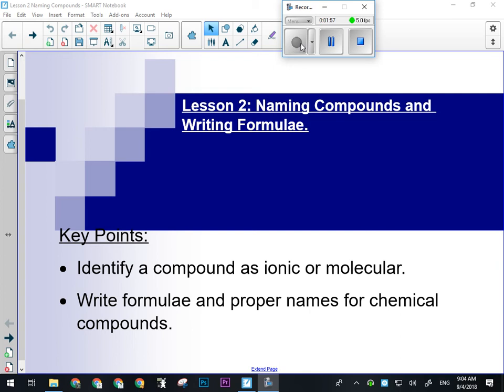We know the difference between ionic and molecular. So a molecular compound then has just what in it? Just nonmetals. All right, so a molecular compound is made only of things to the right of the staircase. So the goal of today: be able to write the formulae, that's plural for formula, and proper names for chemical compounds.